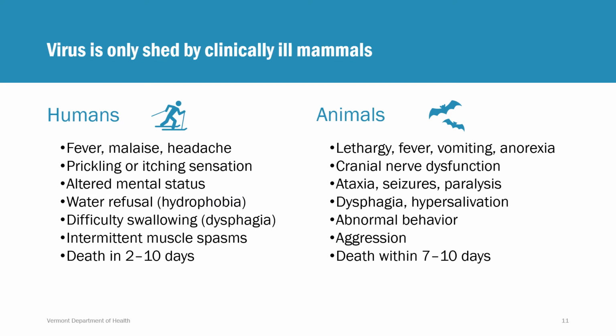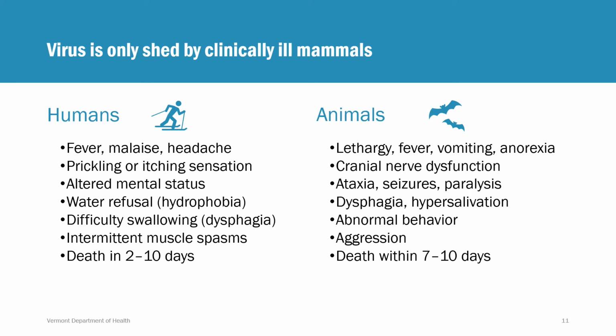Early symptoms of rabies in both humans and animals are often nonspecific and include fever, malaise, or lethargy, and headache for humans. Also signs of vomiting and anorexia, or not eating, in animals. As the disease progresses, humans have reported tingling and numbness near the exposure site, which then progresses to altered mental status, anxiety when presented with water, difficulty swallowing, and muscle spasms.